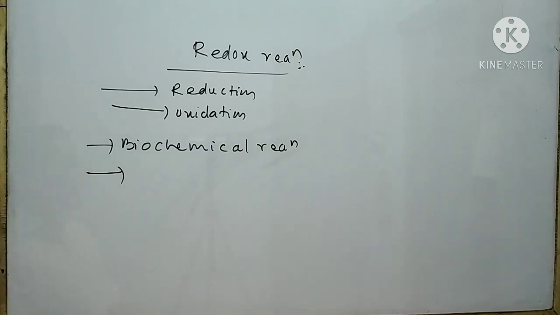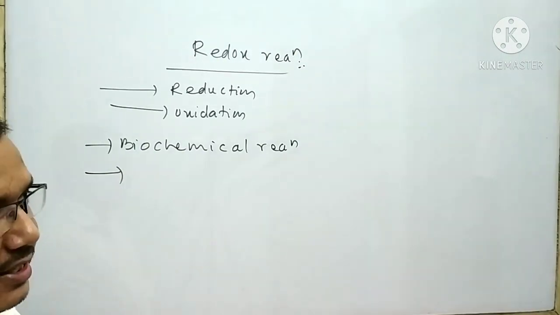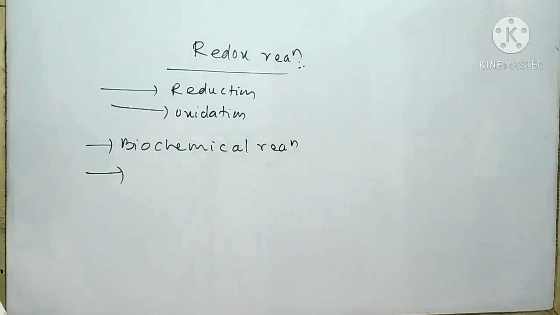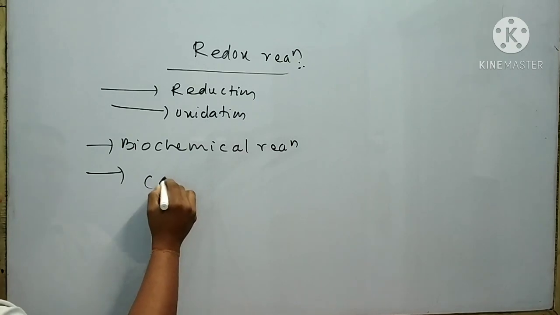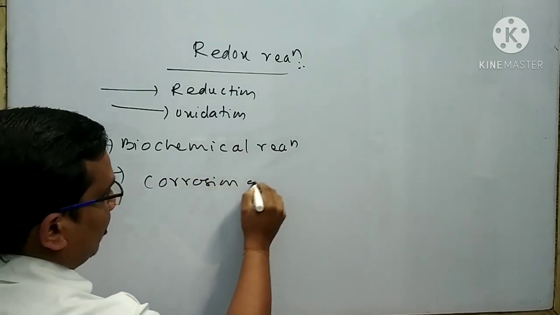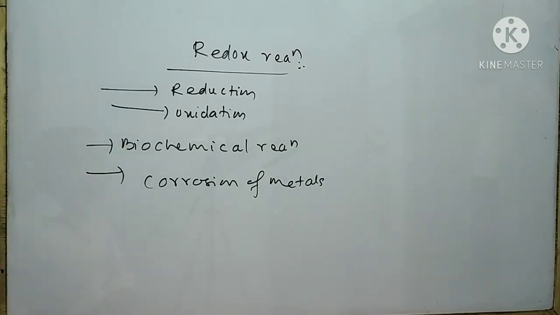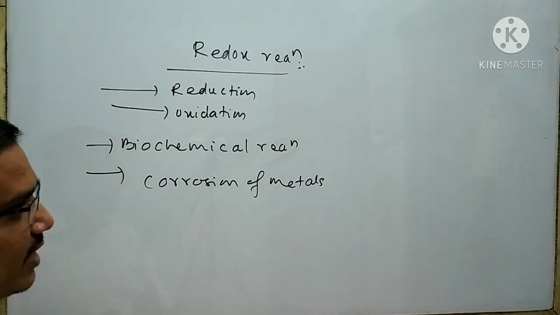Redox reactions are generally found in batteries, burning of fuel, extraction of metals, corrosion of metals, digestion of foods, etc. Then I am going to discuss what is the reduction reaction and what is the oxidation reaction.